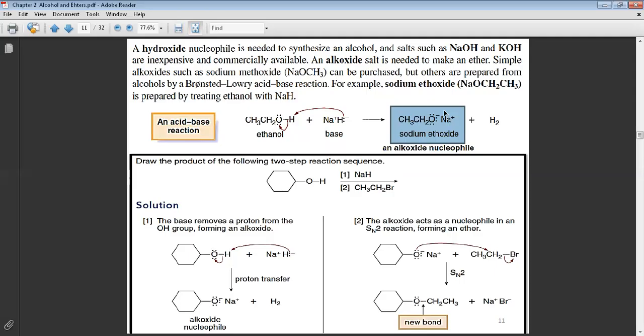Now take this cyclohexane alcohol with NaH. Of course NaH is a strong base. That means the hydride, a strong base, attacks the proton and gives you a minus charge on the oxygen, with Na. Okay, this is your nucleophile.